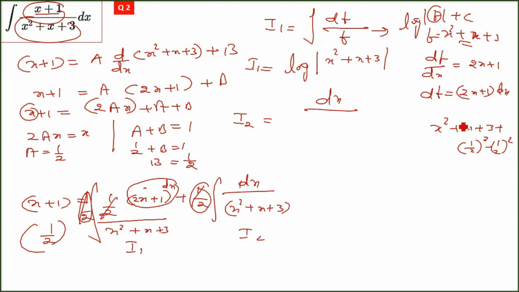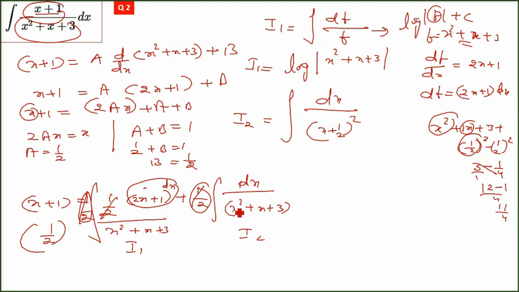What are we going to get? x square plus half square plus x is x plus half whole square. So x plus half whole square. What is another term? 3 minus half whole square. So 3 minus 1 by 4 it will be. So this will be 4. This is 12. 12 minus 1 by 4, which is 11 by 4.